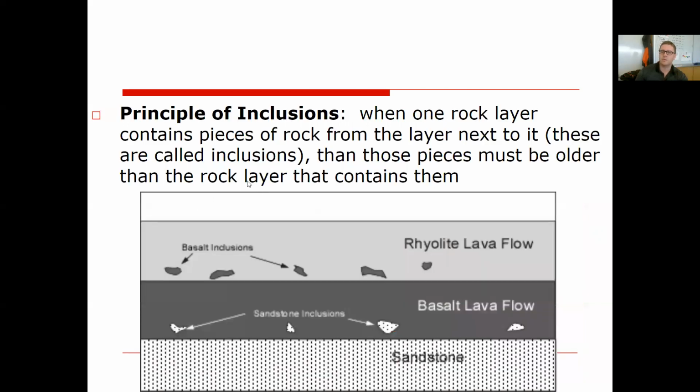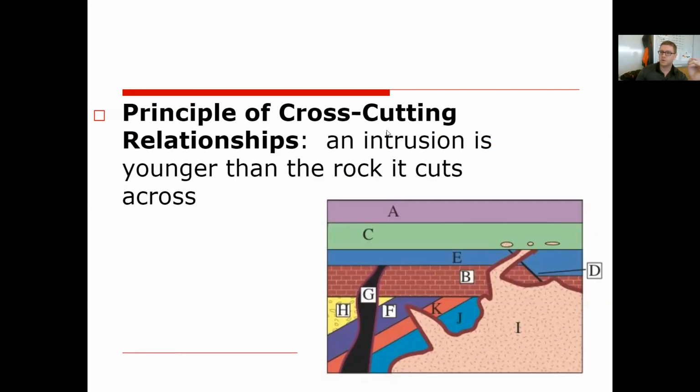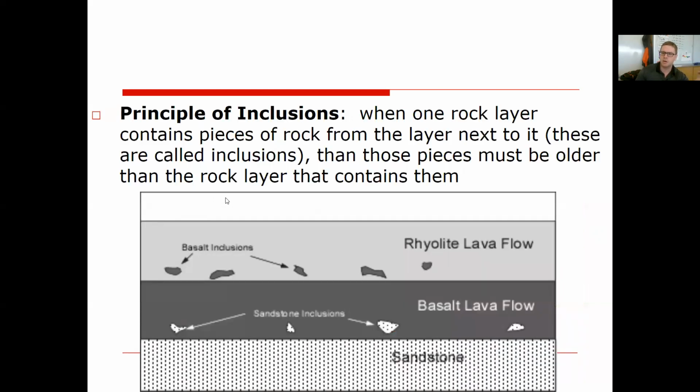The last one, and this one we're not going to talk too much about, is the principle of inclusions. So try not to get inclusion confused with intrusion. Two I words that sound very similar. Intrusion has to do with magma cross-cutting rocks. Inclusion means you're including rock layers from the layer next to it in a different layer.